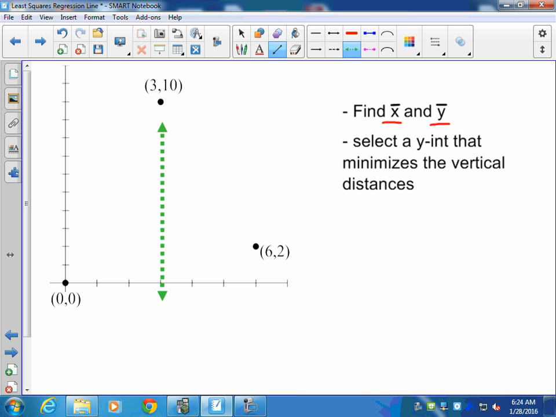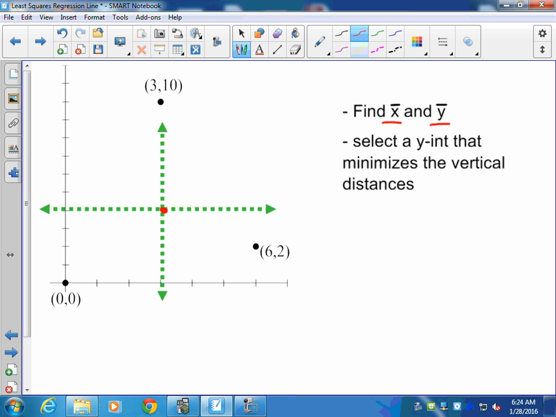Our y values are 0, 2, and 10. We add that up to get 12. 12 divided by 3 is 4, so 1, 2, 3, 4. We know we've got a coordinate point on our least squares regression line at that spot.